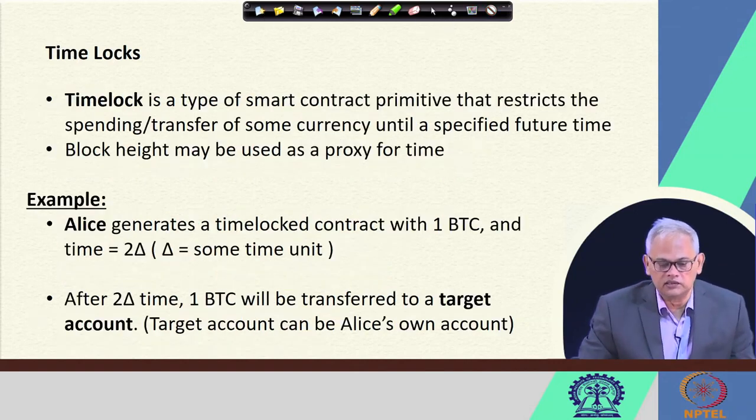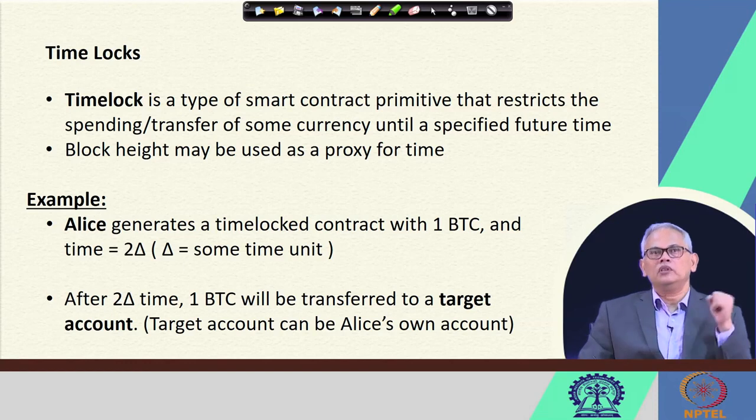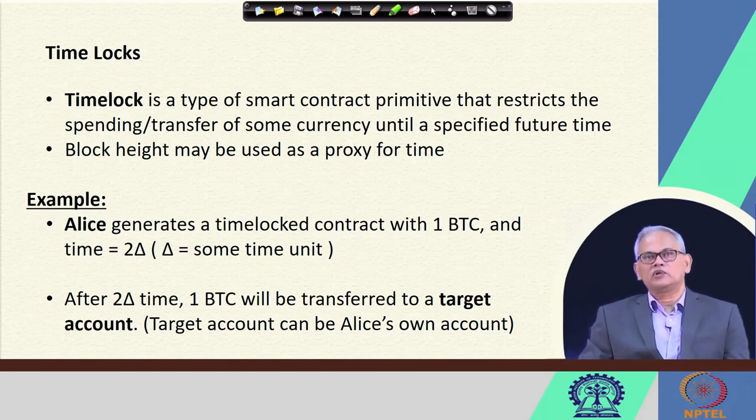So, let us see that in time lock, in contrast, it is a smart contract primitive, as we said, which restricts the spending or transfer of some currency until a specified future time. And as mentioned, block height can be used as a proxy for time. If we take an illustrative example, Alice can generate a time locked contract with 1 Bitcoin with, say, time equal to 2 delta, where delta is some time unit. What will happen is that after 2 delta time, this 1 Bitcoin will be transferred to a target account.